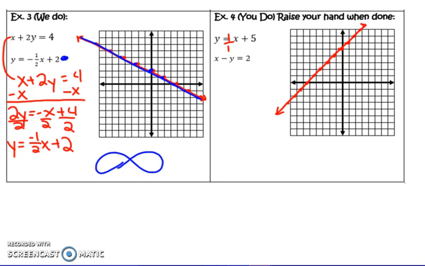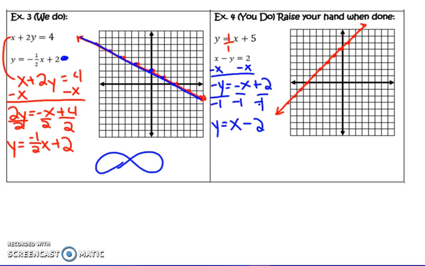If I look at my second equation, it's in standard form. It's not in slope-intercept form. So I'm going to turn it into slope-intercept form by subtracting x on both sides. I now have negative y equals negative x plus 2. And now I'm going to divide all my terms by negative 1. I'm going to get y equals x minus 2.